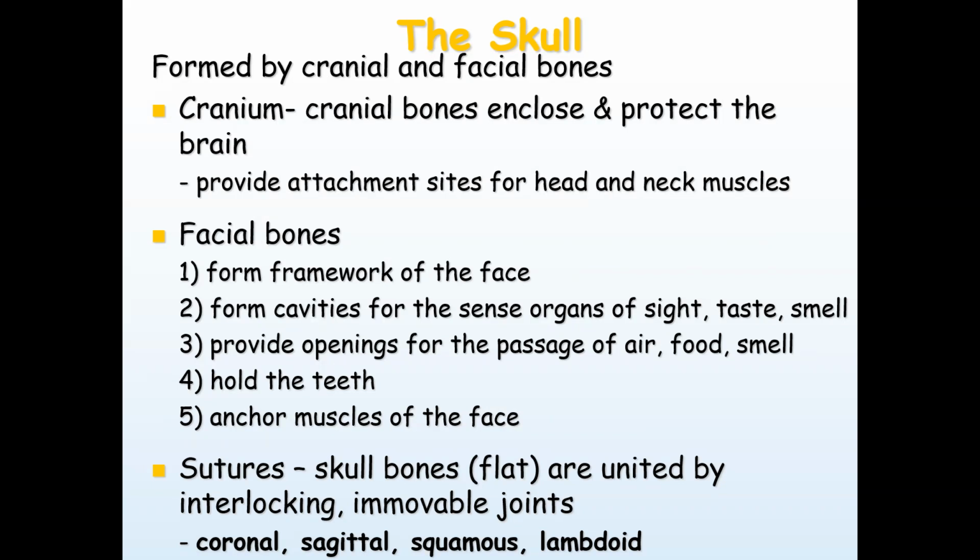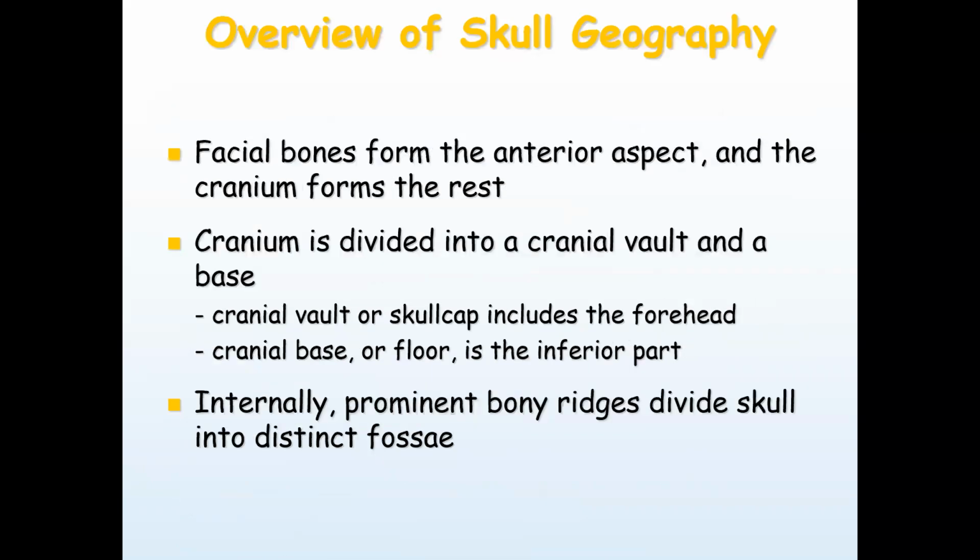They're found between the bones of the cranium. You need to know the bones of the cranium that make up each suture, and we'll discuss that in a little bit, right? Now, your facial bones are going to form, as it says, the anterior aspect, and the cranium forms the rest. So all this is saying is that your facial bones form the front of your skull, and your cranial bones form the top and back of your skull and sides, okay?